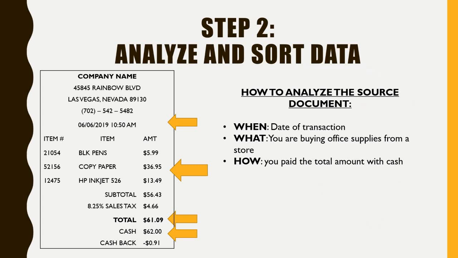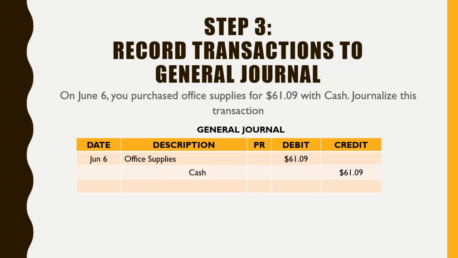Okay? Then we can move to step 3. After we do the transaction analysis once again, we determine which accounts are going to be debited and which accounts are going to be credited. Then we can go over here and journalize it. So step number 3 is the same thing as step number 7 in the transaction analysis. Here, we already know what book we're going to place it in. It's the general journal.